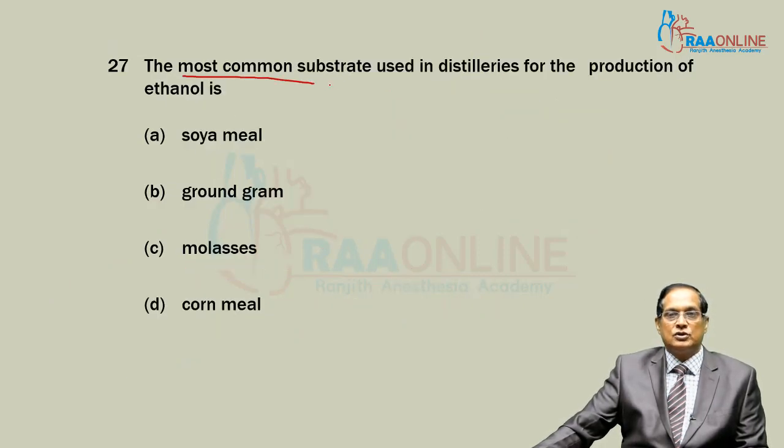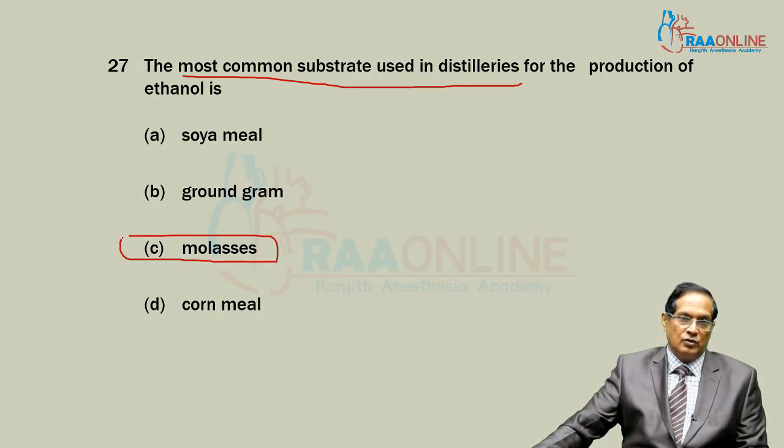27th, the most common substrate in distillery for the production of ethanol. That is molasses.